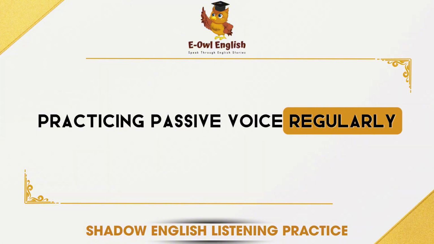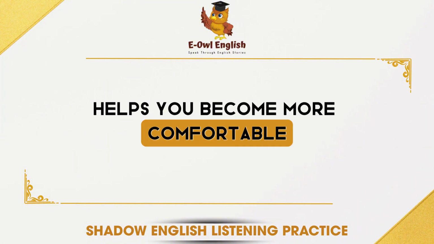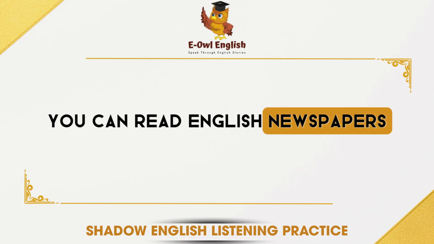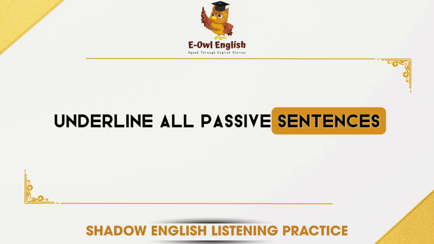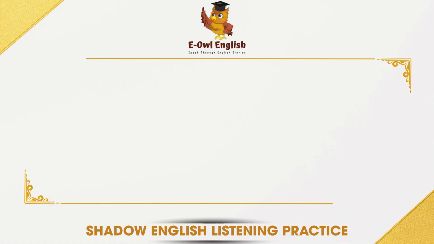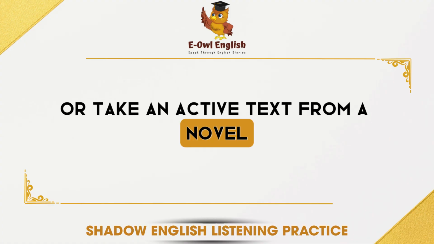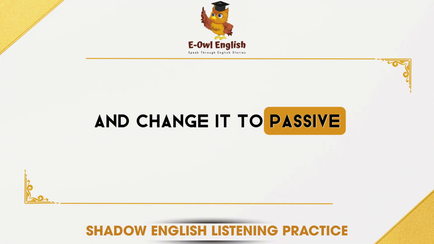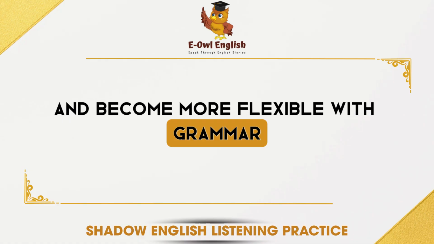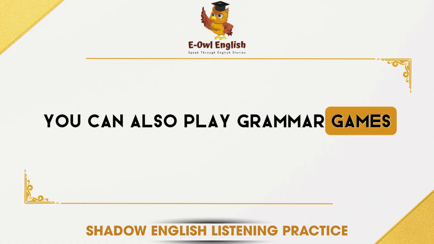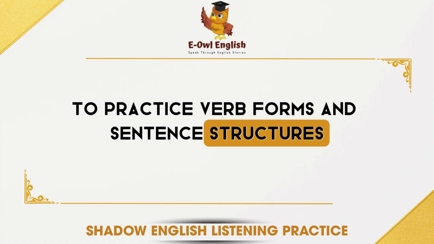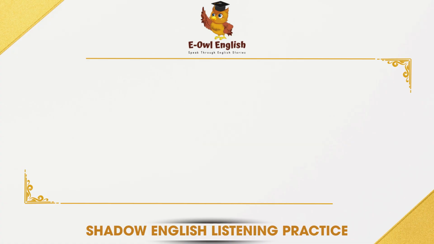Practicing passive voice regularly helps you become more comfortable switching between styles. You can read English newspapers, underline all passive sentences, and rewrite them in active voice. Or take an active text from a novel and change it to passive. It's a great way to train your brain and become more flexible with grammar. You can also play grammar games or use flashcards to practice verb forms and sentence structures.